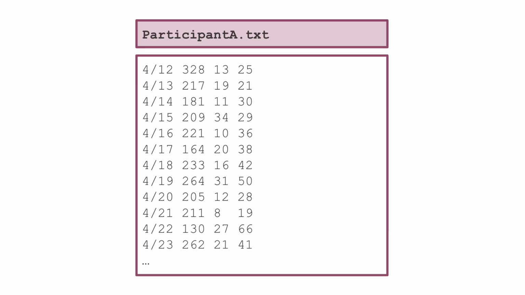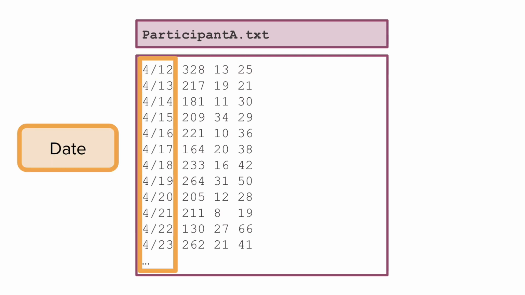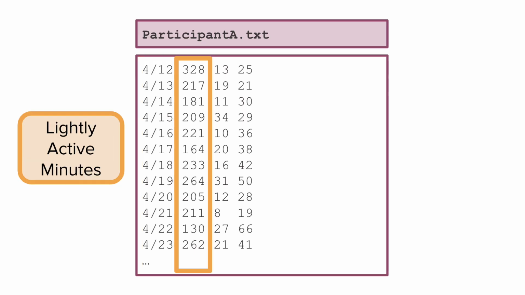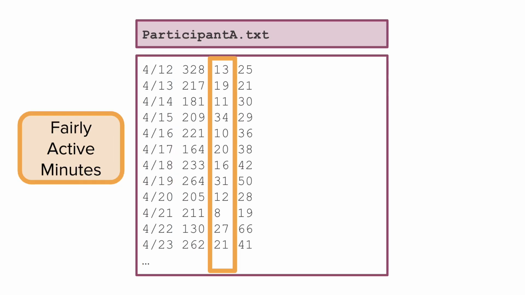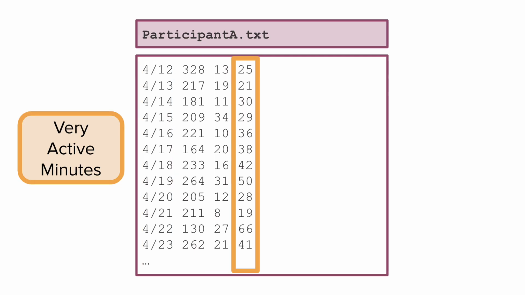Let's go back to the Fitbit data. This file named participanta.txt has the active minutes data for participant A. Each row has 4 values. The first is the date, the second is the number of lightly active minutes, the third is the number of fairly active minutes, and the last value is the number of very active minutes.